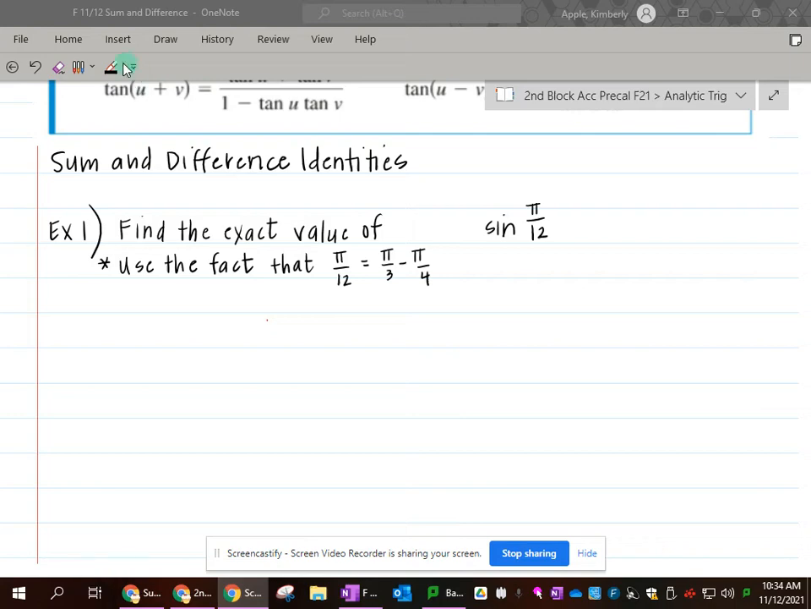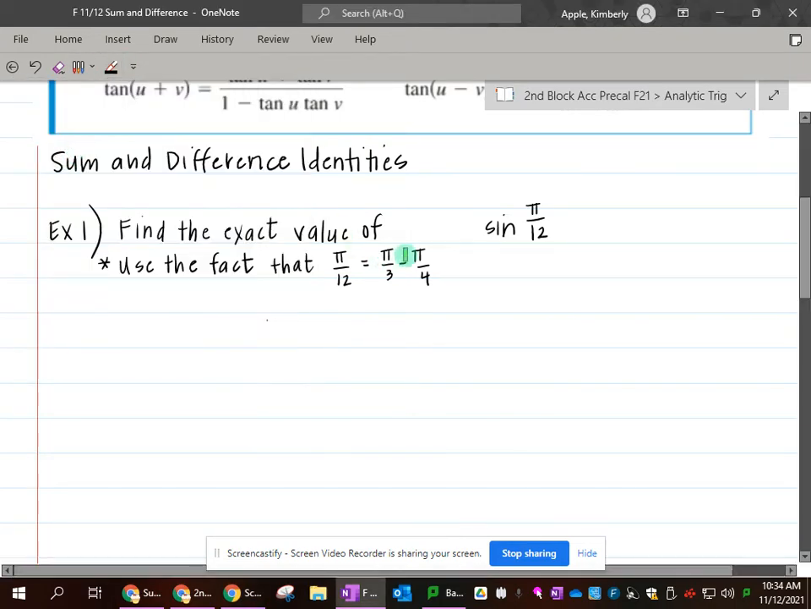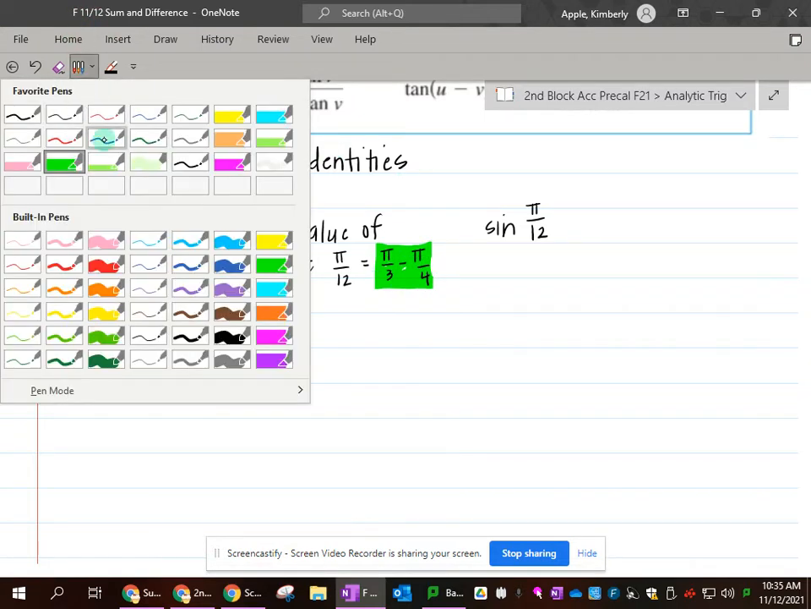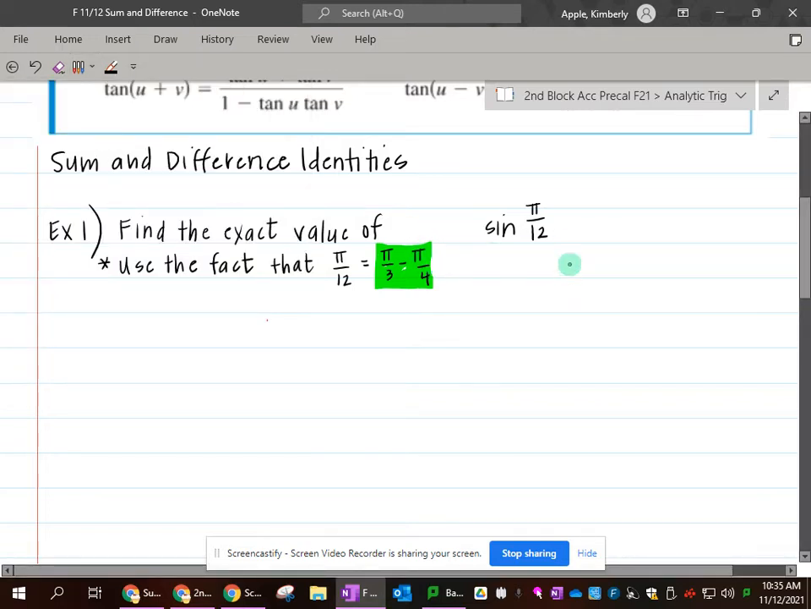Okay, so what you're really working with here and what you want to look at is this. All right, and then I'm going to select a formula that looks like this. The sine of pi over 12 can be written as the sine of pi over 3 minus pi over 4, because this is the same thing as pi over 12. Everybody with me so far? Yes. Okay. Sure. True fact.